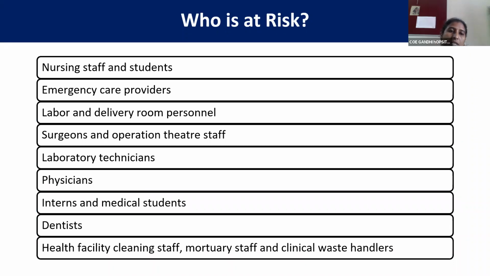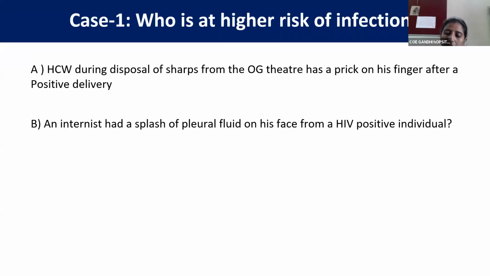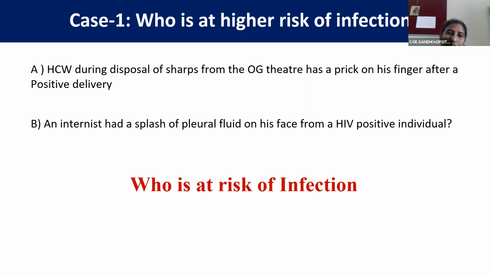So who is at risk? As we know, nursing staff, students, laboratory personnel, emergency care providers, interns, dentists, mortuary staff, and those handling waste material are all at risk of getting transmission. Here we have two scenarios of who is at more risk of getting infection. The first scenario: a healthcare worker, during disposal of sharps from the obs-gyn theater, has a prick on his finger after an HIV positive delivery. The second scenario: an internist had a splash of pleural fluid on his face from an HIV positive individual. Both are at risk, but who has a higher risk? That we will discuss in coming slides.